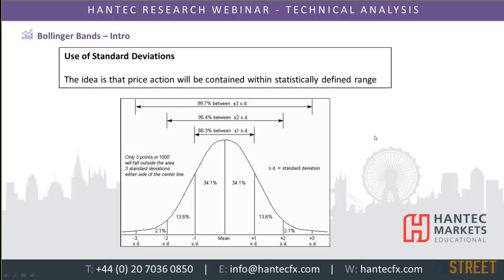Right, Bollinger Bands. Now, basically, Bollinger Bands are one of the more mathematical indicators that we come across in technical analysis. That's because Bollinger Bands basically introduces us to the concept of volatility and the use of standard deviation. We've got here on the slide the bell curve, which shows standard deviation around a mean and the volatility around that mean level.